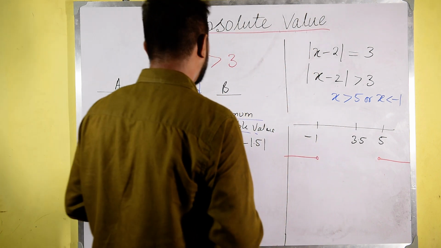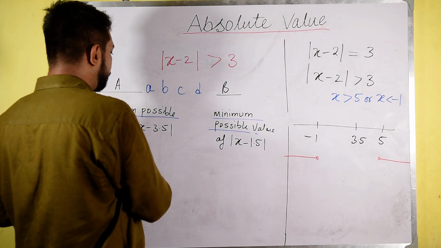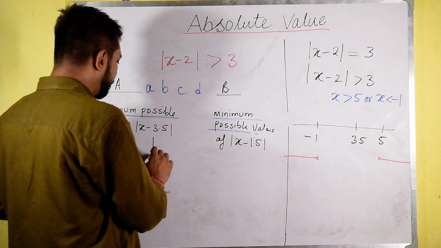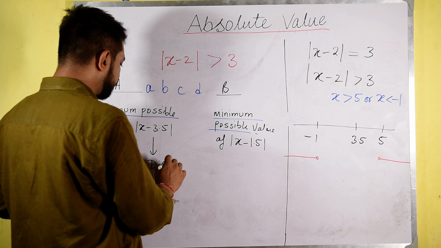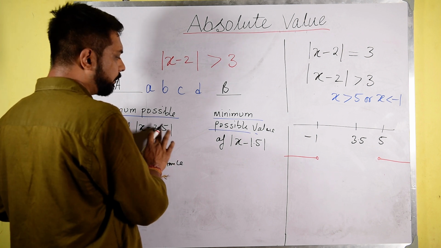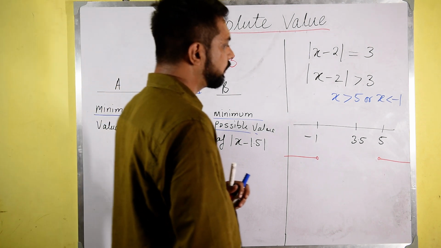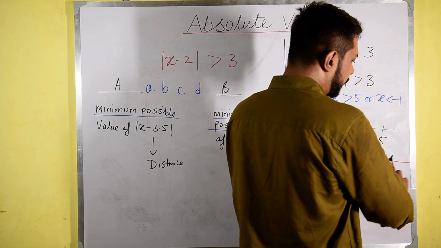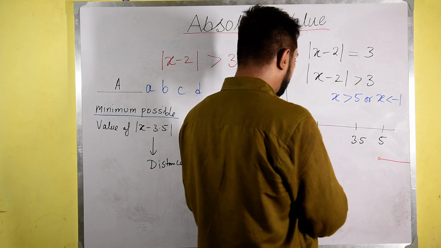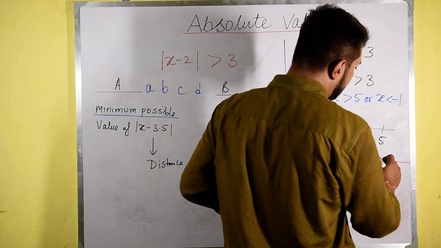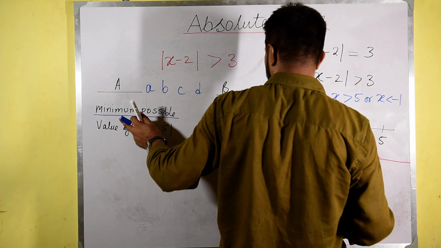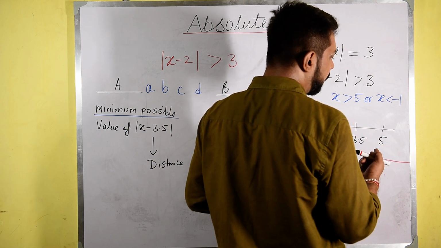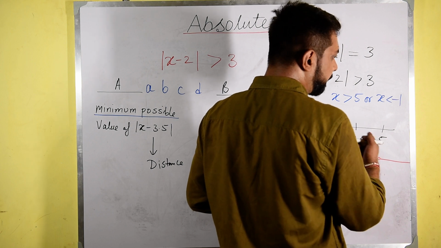Now they are asking the minimum possible value of |x - 3.5|. |x - 3.5| is representing the distance of any point from 3.5. So guys, 3.5 is here. The x value can be from here to further. As I am looking for the minimum value, I have to find the point whose distance from 3.5 is minimum, right?